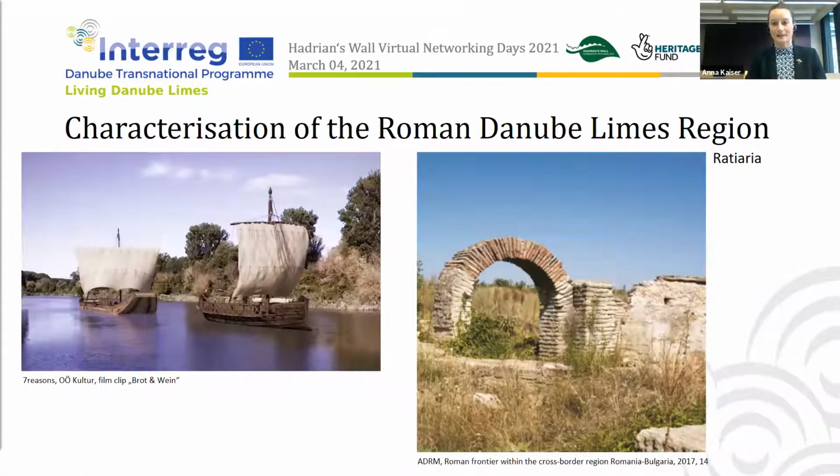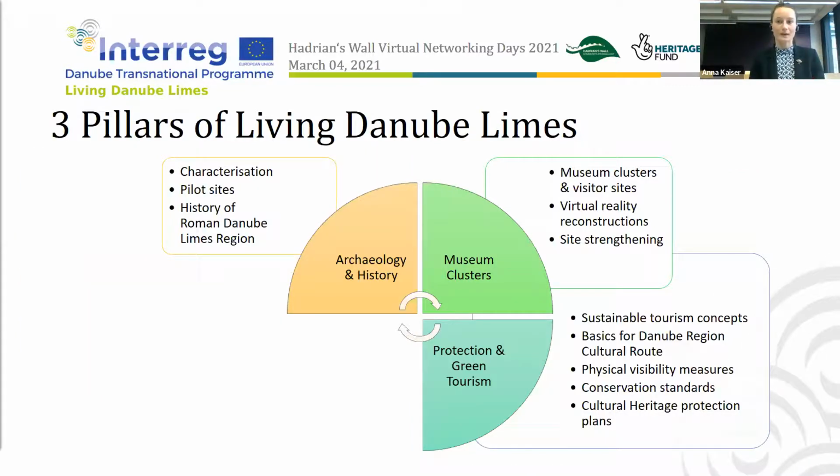As already highlighted, for us, the Danube Limes is the combination of the river and the riverine heritage, and the heritage on the dry land and the shores of the Danube. And both these components are always included in the contents of the project. And that's what I've called the 3 pillars of the Living Danube Limes project. In technical application form terms, they are called work packages.